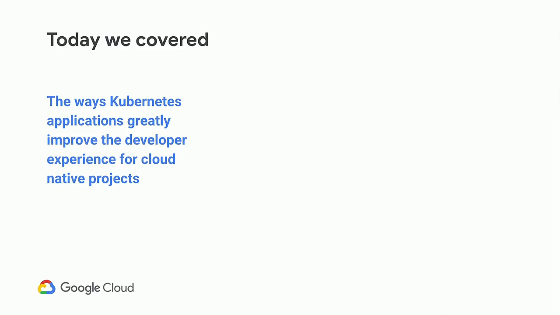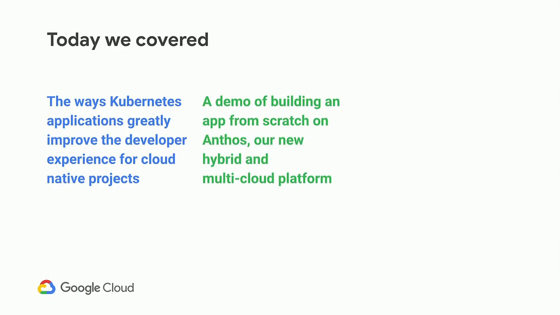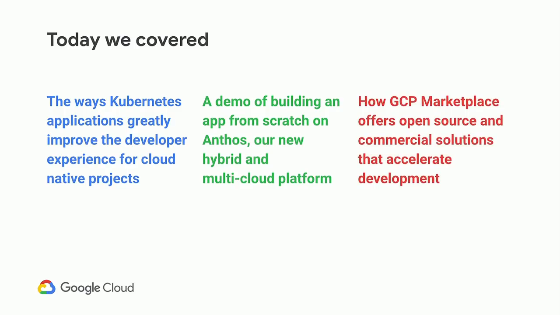So today, just to recap, we covered the ways Kubernetes apps can greatly improve the developer experience for cloud-native projects. We did a demo with some real-time anxiety in it of building an app from scratch on Anthos, our new hybrid and multi-cloud platform. But Kamil showed you just how easy it is to go from really nothing to having a fully deployed app, not just on-prem, not just hybrid, but in multi-cloud scenarios. And we showed you how the GCP Marketplace is integrated into your experience and offers open source as well as commercial solutions that accelerate your development.